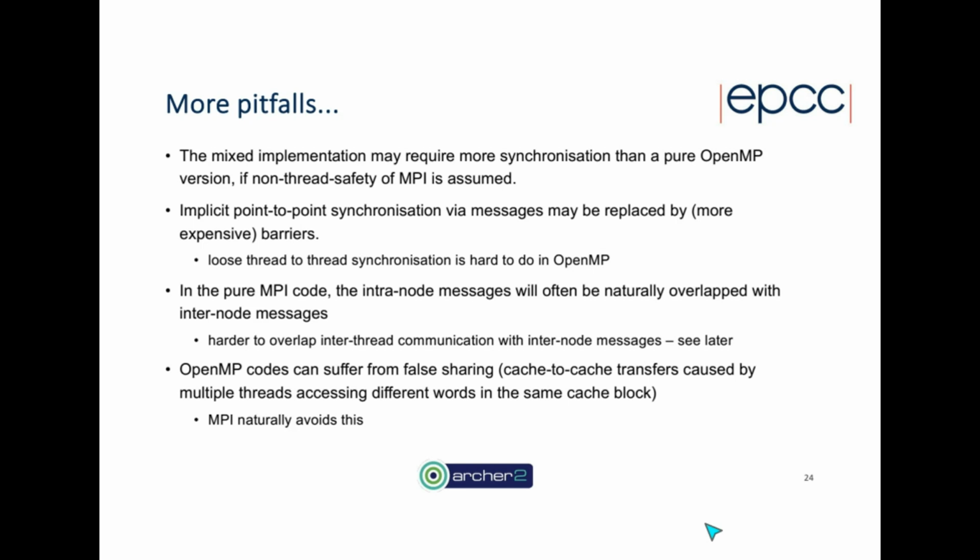Okay, and then OpenMP codes can also suffer from this false sharing problem, which you will basically never see in MPI because every process is operating on an entirely different set of memory. So there's no way that two MPI processes can be accessing the same cache block.